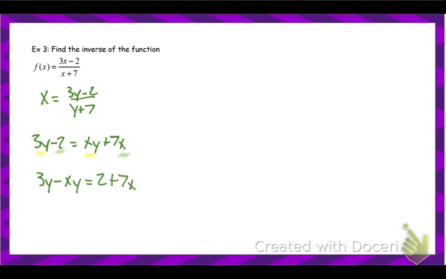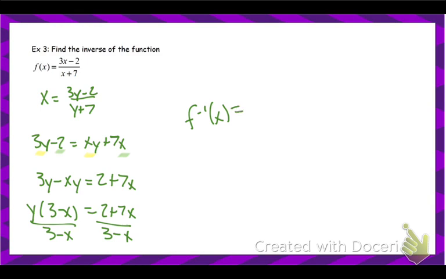Now I can factor out the y from the left side, and I can divide by what's with it. So this is really the same process that we went through in the last question, but a little bit simpler to see. So I probably should have done this one first. I apologize, guys.